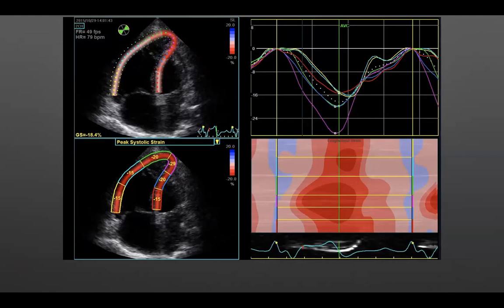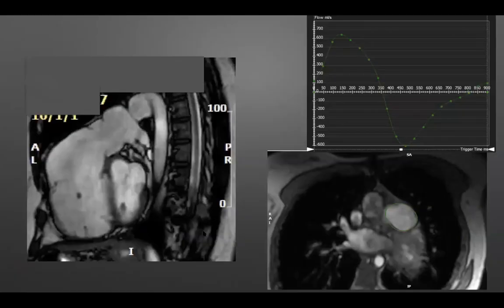What you notice here is the RV free wall strain, -15, -15, and -20 would average to about a -18, 17, 18, which is normal in this patient and population.